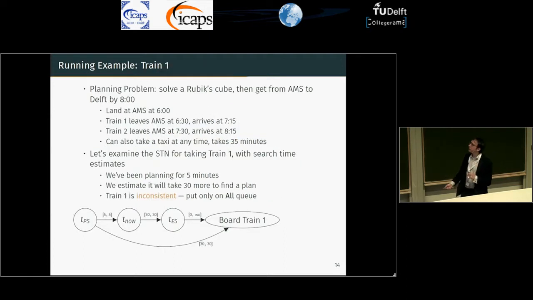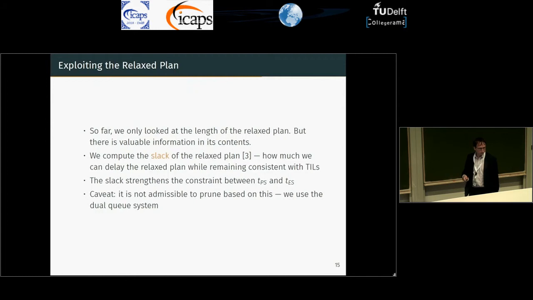So now if I come back to my little train example, if we've been planning for 5 minutes and our estimate says that it's going to take 30 minutes to reach a solution plan, then we would say boarding train 1 is inconsistent. But it's only inconsistent if we include this estimate of saying that it's going to take 30 minutes to reach a goal state. That's only an estimate. So we would put it on the all queue, but we wouldn't put it on the on-time queue.